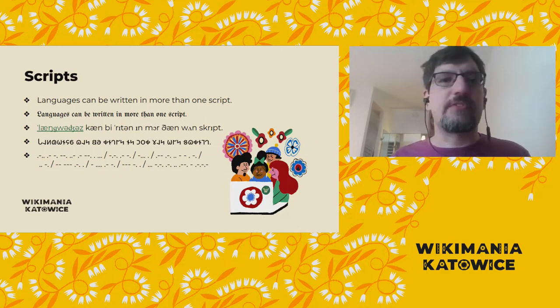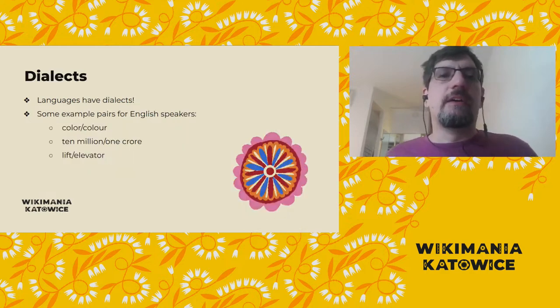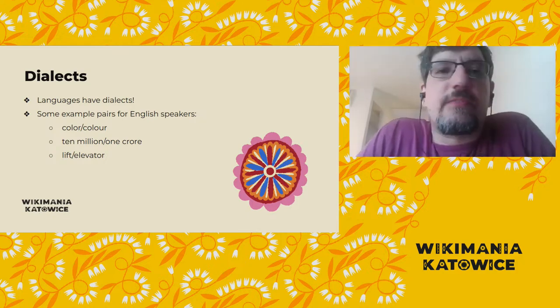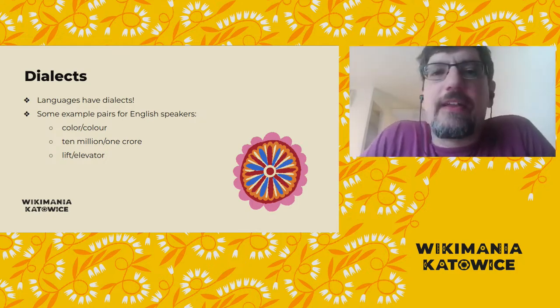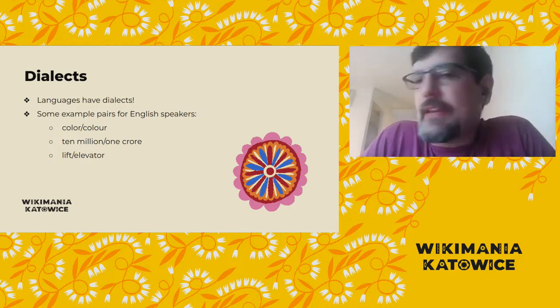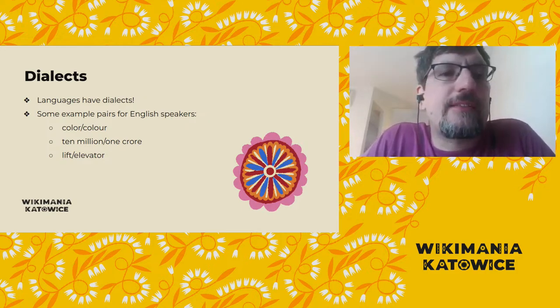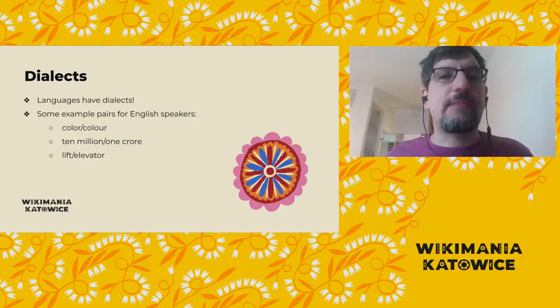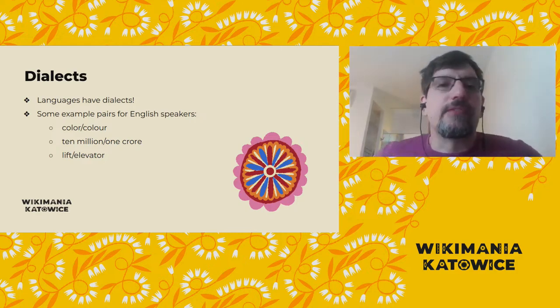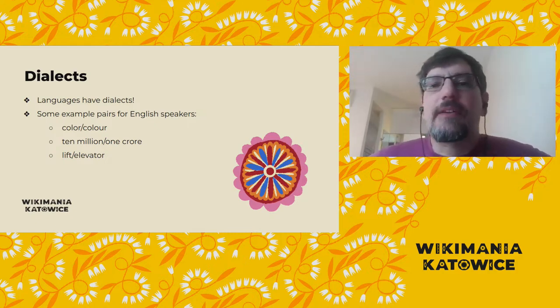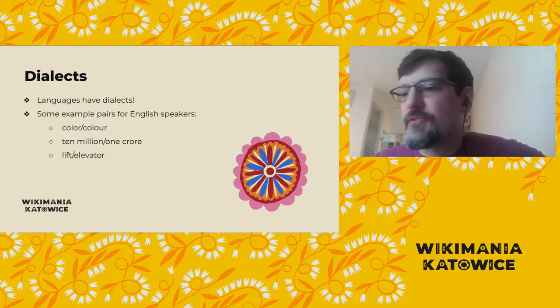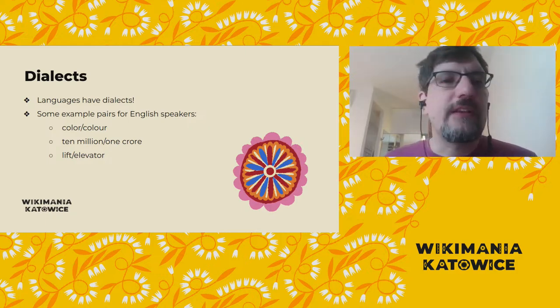But that's not all. Languages also have dialects. These are small variations within languages, although the definition of a dialect is very fuzzy. The old saying is that a language is a dialect with an army, referring to the fact that the difference between a separate language and a dialect of the same language is often more political or cultural than scientific. Here are some example dialect pairs in English between British and American English, or English as it is spoken and used in India.